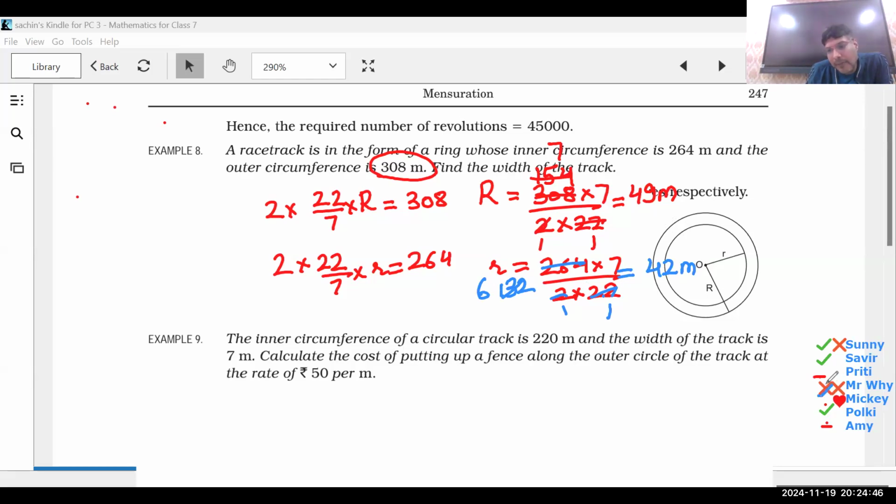Do we understand why? Preeti, Amira, yes or no? Please. Yes, sir. Okay. Now guys, do the next one. So we just subtracted 49 minus 42. So I got the width, which was 7 meters. So do example 9 now.